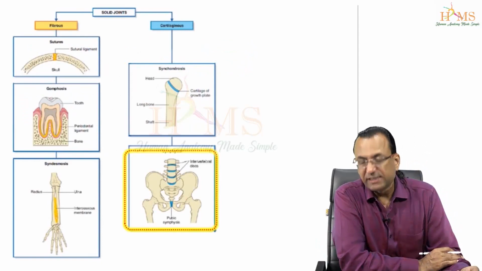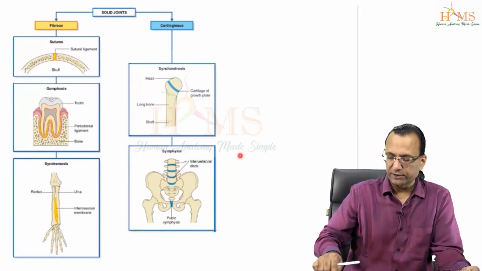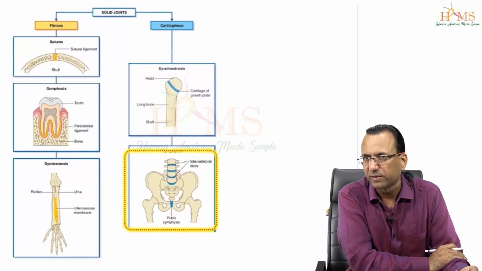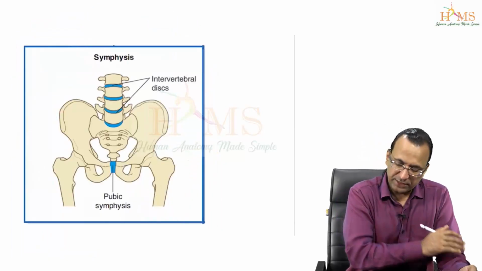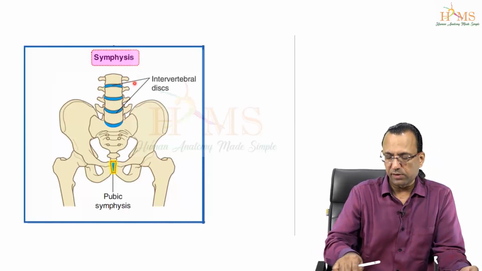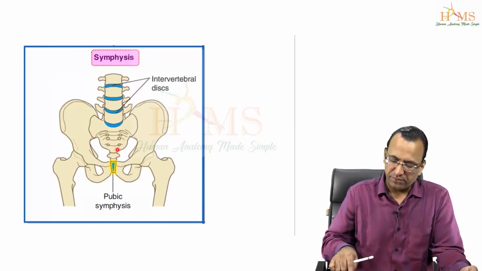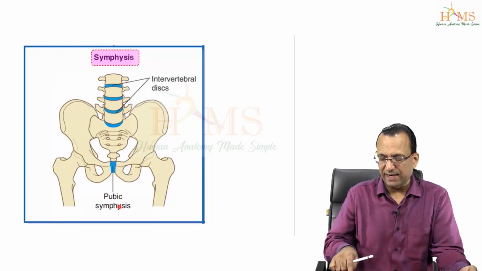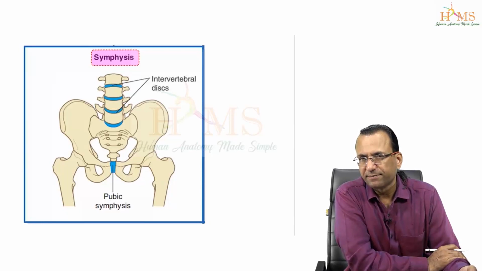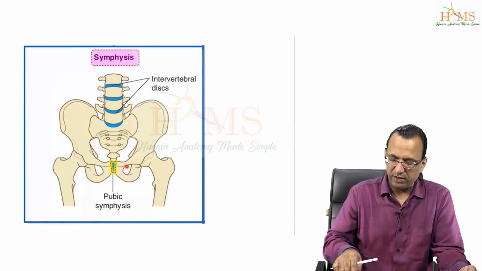Now, as you are talking about the secondary cartilaginous joint, this is symphysis. Let us look at the structure of symphysis, but before that, you have to give some examples. You see, this is the diagram for symphysis. You see some intervertebral disc along with pubic symphysis. If you say pubic symphysis is a symphysis, remember it is a slightly mobile joint, and becomes more mobile during term pregnancy.